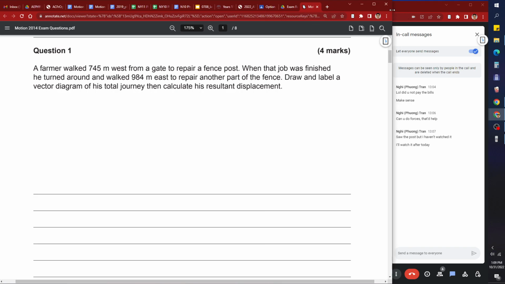We're going to start with question 1 here, and it's about vectors, I believe. Draw and label a vector diagram to show his total journey, then calculate his resultant displacement. Okay. Easy enough, I hope. Okay, please tell me my connection's good.